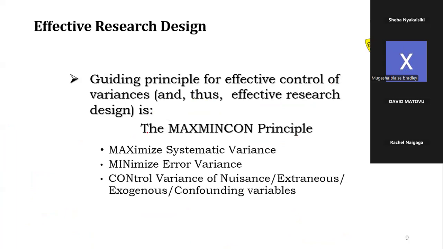So the maximal principle is essentially what I was describing, looking at maximizing systematic variance. We create a homogeneous group of participants. Then we control our confounding variables, and then minimize our error variances.